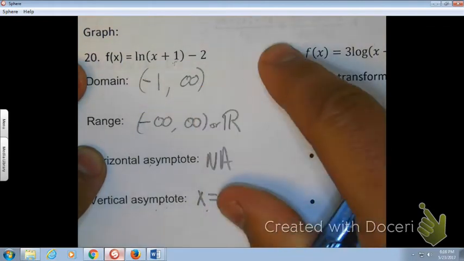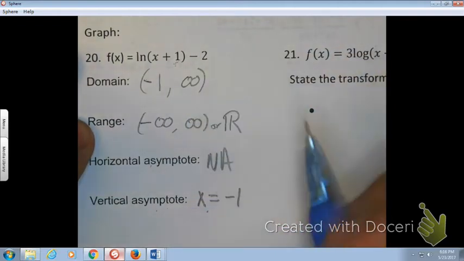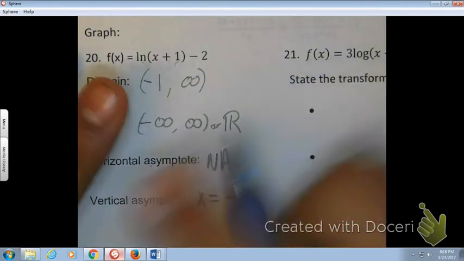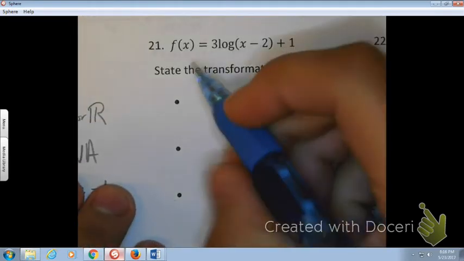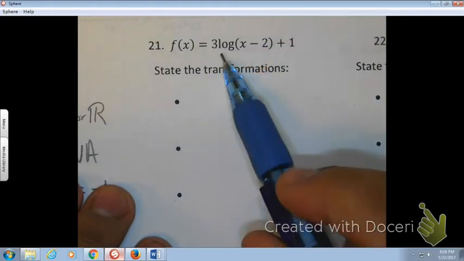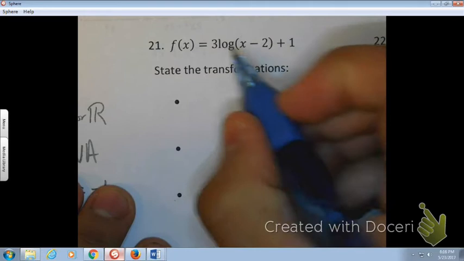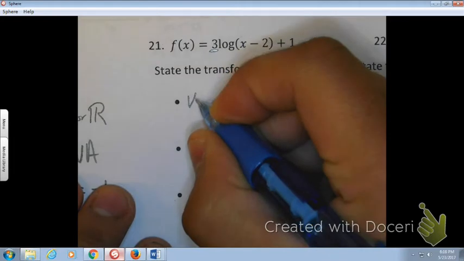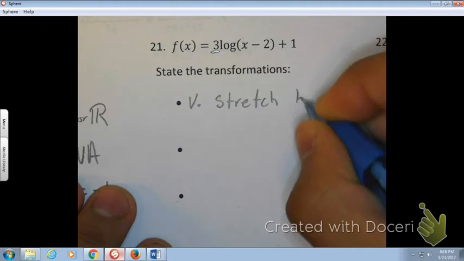So that's the answers that you should have for this problem, okay? You need to be very familiar of the asymptotes for log and for exponential, okay? They're the inverse of each other. Let's jump to 21. 21, we are not asking for the domain range or anything like that. We are asked for the transformations, okay? So in here, you're supposed to know that this 3 is going to make it vertical, stretch by 3.